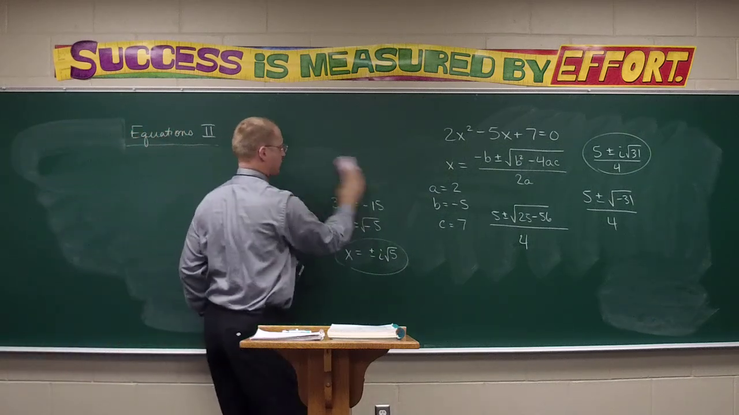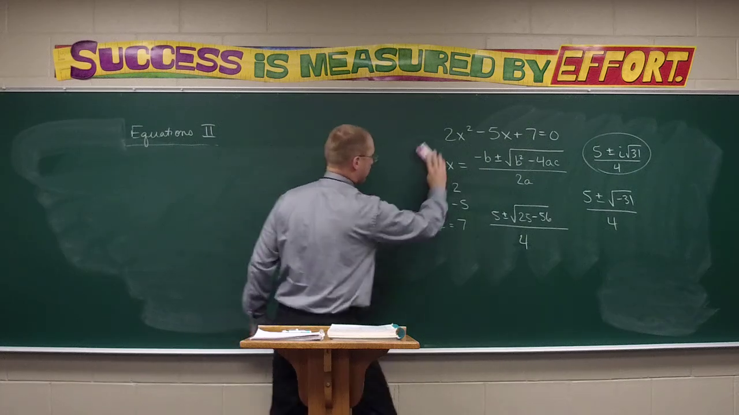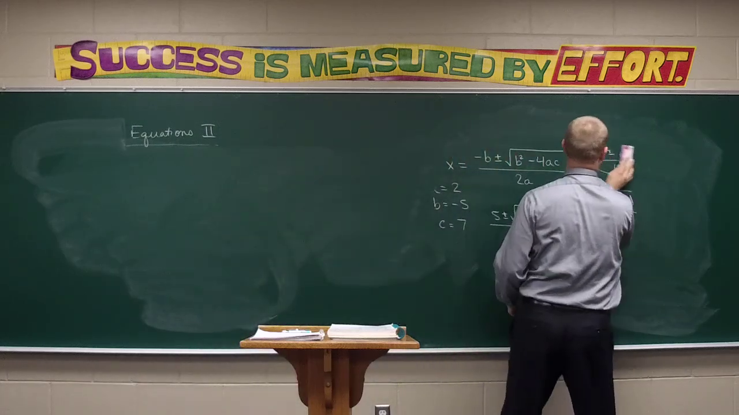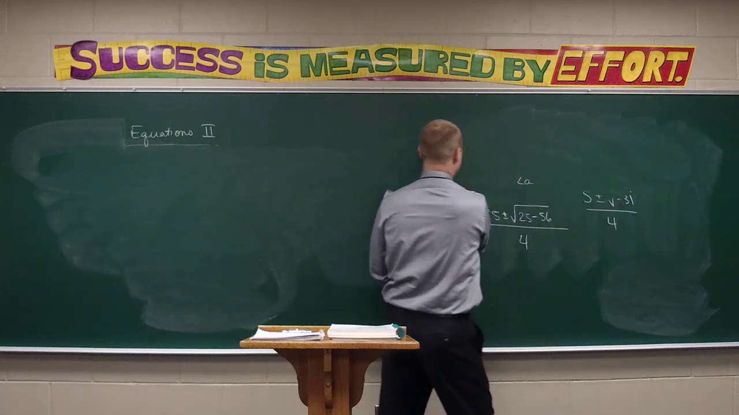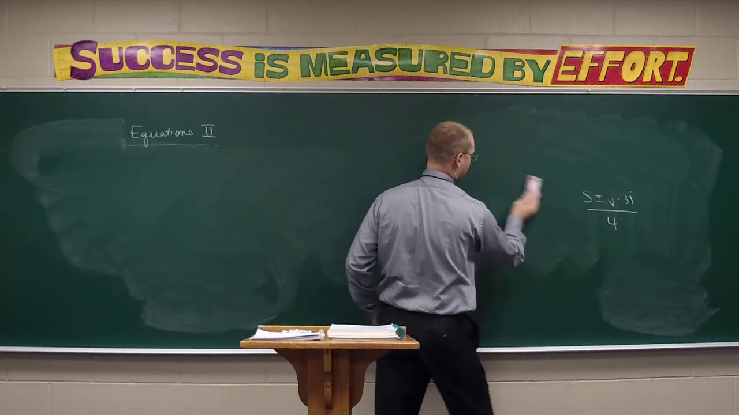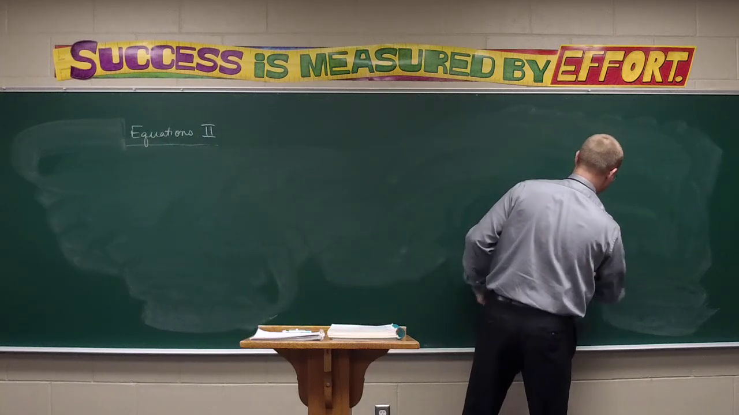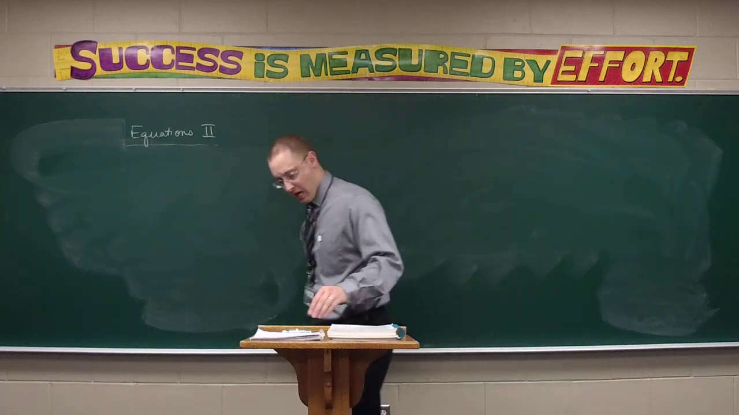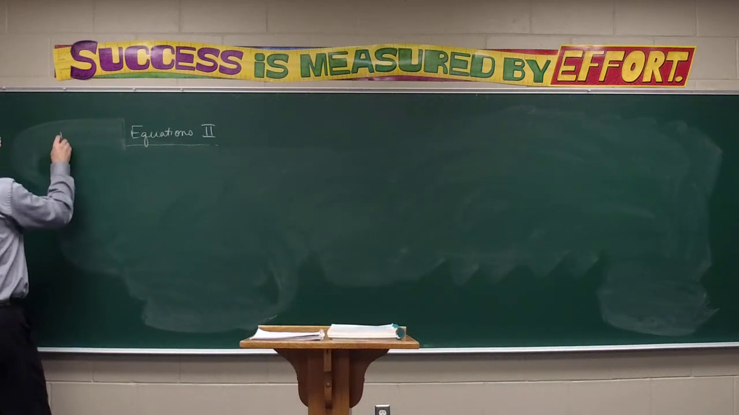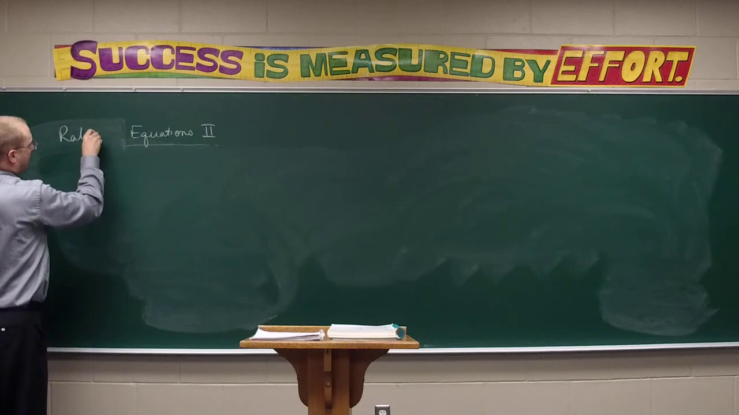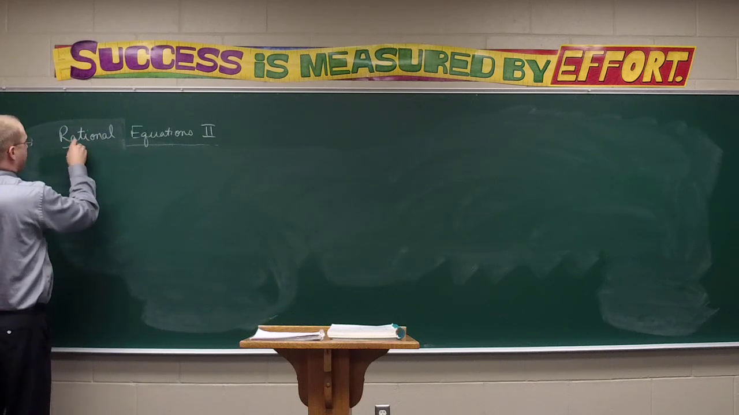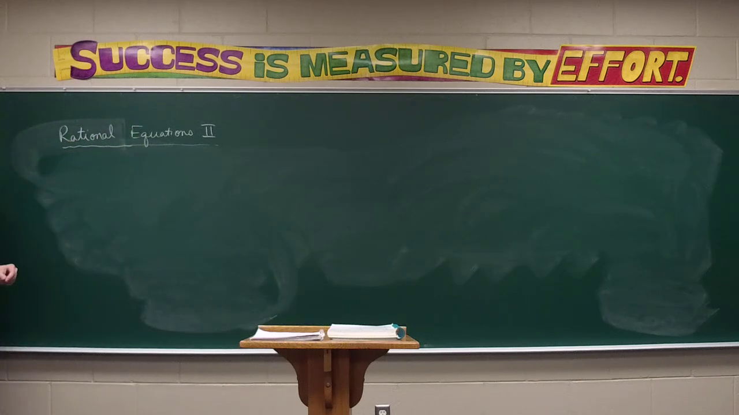Rational equations, class, are simply equations with fractions in them, right? And we hate fractions, so what do we do? Yeah, we'll multiply everything by the LCD. And we don't need to rewrite that in our notes. I think we have that down pretty well by now.